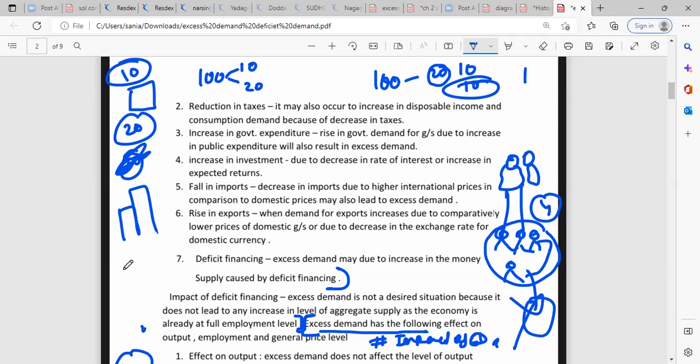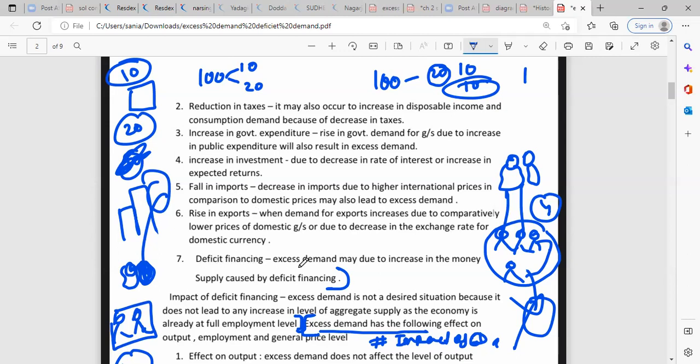Then rise in export. For example, I have 2 dresses with me, right? Earlier, I used to sell these 2 dresses in my country only, so I had 2 customers for these dresses. Now I sold one dress to someone else, like I exported this dress. Now I have only 1 dress, but I have excess demand, 2 people are demanding this. So because of fall in imports and rise in exports, this situation comes. Okay. And then deficit financing.